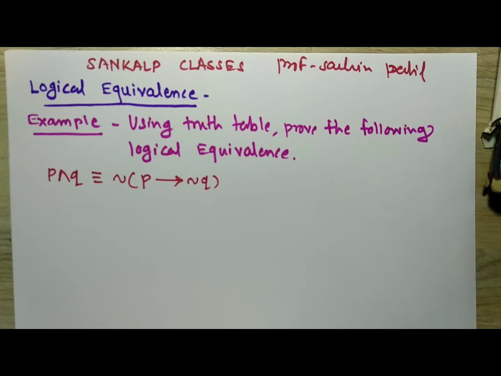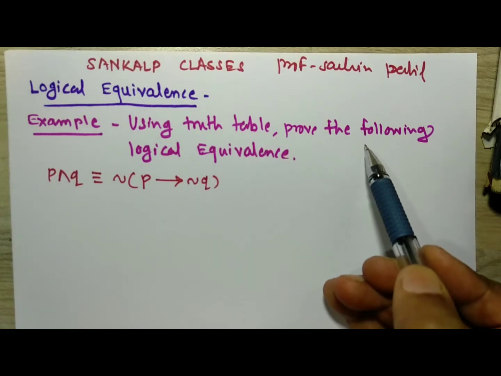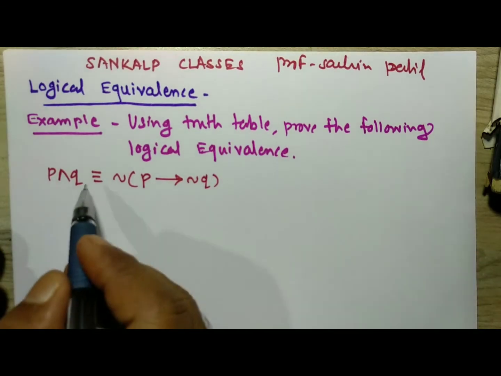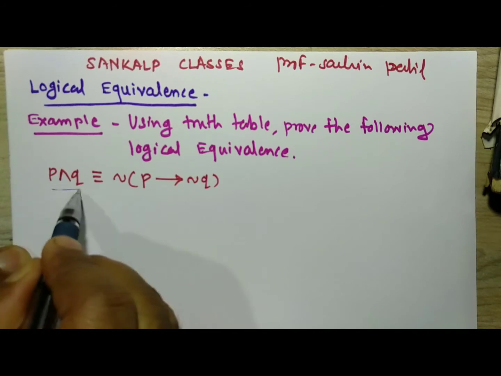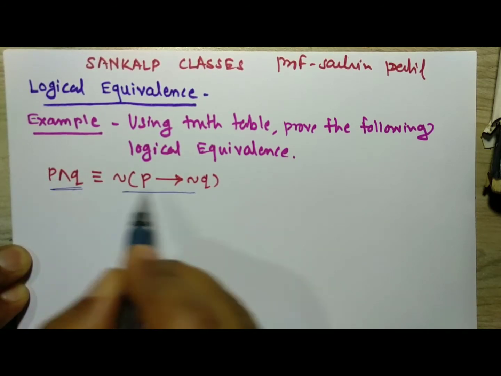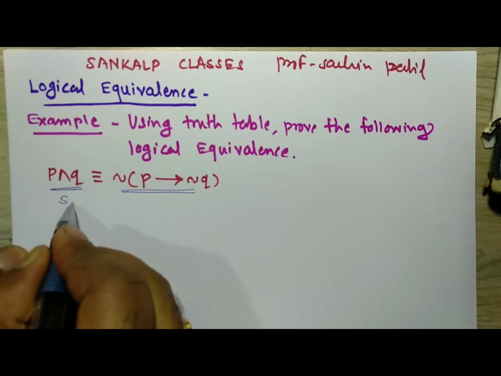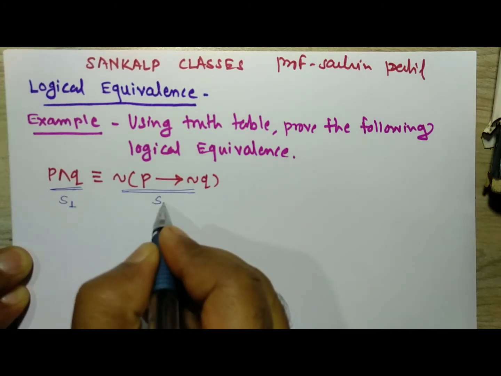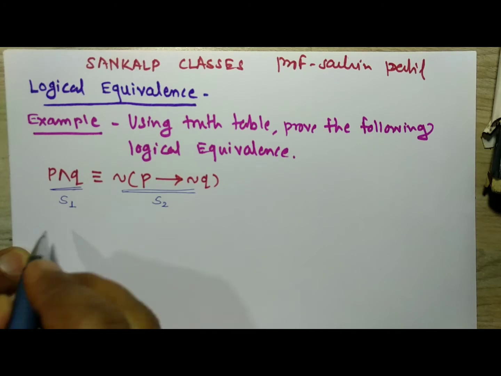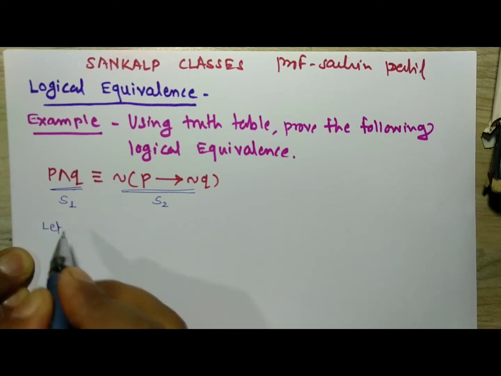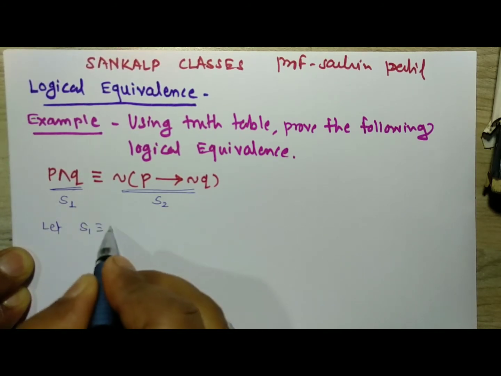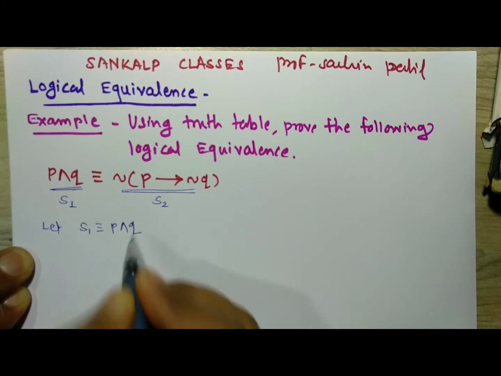Right now we are going with the next example related to that one. By using a truth table, prove the following logical equivalence. Here two statements are there. The first statement is this one and the second statement is this one. Let the first statement be S1 and the second be S2. That means let S1 be a statement pattern in P and Q.